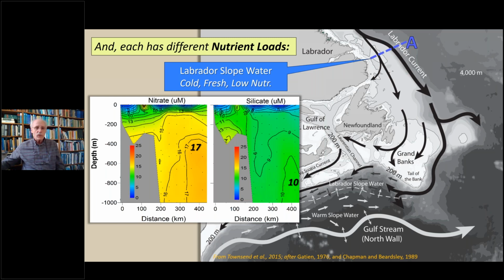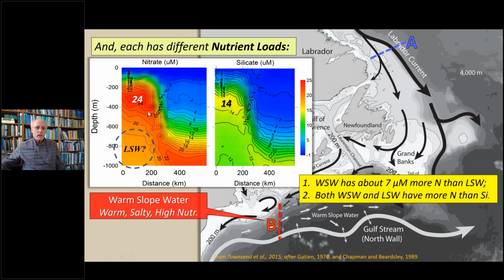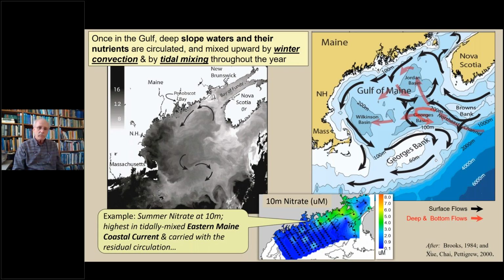But if you look down at the warm slope water mass, highest nitrate is 24 micromoles. Notice it's sitting on top of slightly lower nutrient Labrador seawater here as it's adjacent to the shelf. And silicate's a little bit higher, but not by much. It's only about 14. The main point here is warm slope water has about 7 micromoles more nitrogen than Labrador slope water, but that both of them, both warm slope water and Labrador slope water, have more nitrogen, significantly more nitrogen than silicate.